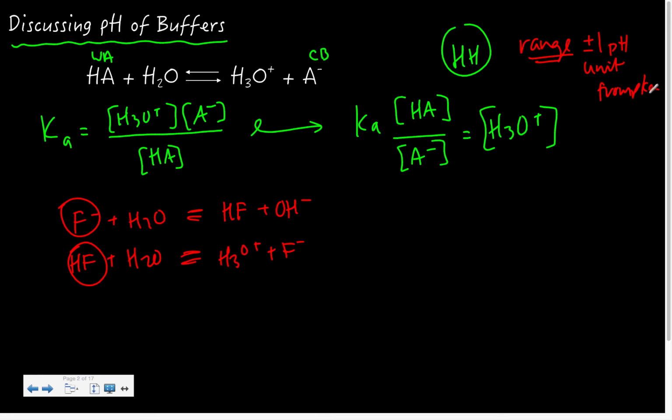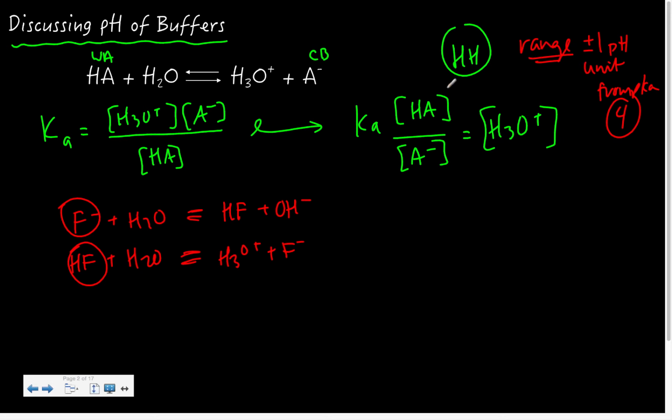Which is why the effective range of a buffer is plus or minus 1 pH unit from your pKa. So for example, if something has a pKa of 4, it's going to be a good acidic buffer from a range of what? A range of 3 to 5. And that's my pH, my buffer range.